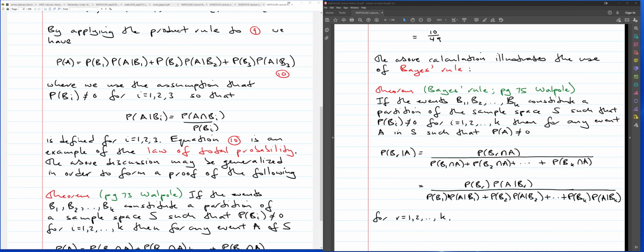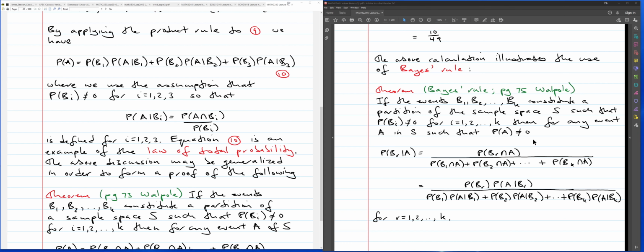See, A given B1 is defined as probability of A intersect B1 divided by probability of B1, right? So you'd want this probability of B1 to be non-zero, and that's for all the cases. That's why you'd want your probabilities of the Bi's to be non-zero.